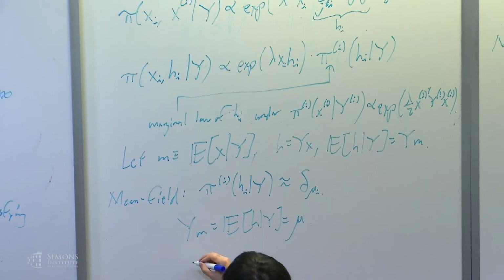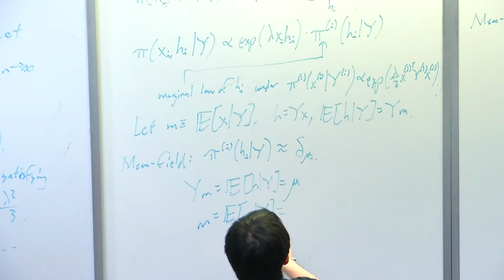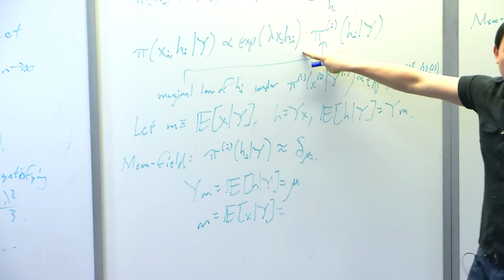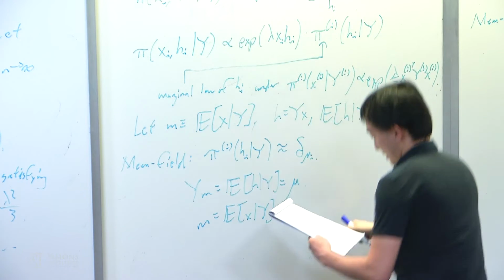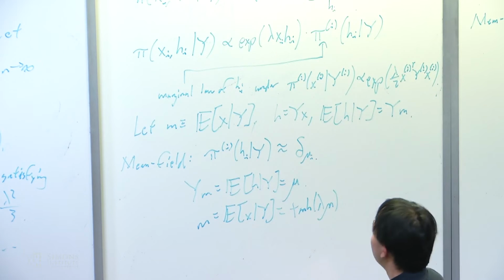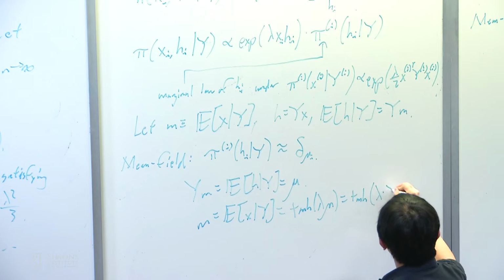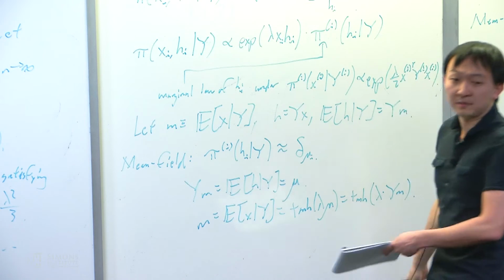And what I get from this first equation is that m is the expectation of x given y. I can compute what is the expectation of x given y in this model when h is equal to mu. And I get that this is the hyperbolic tangent of lambda mu. If I plug in mu from up here, I get the hyperbolic tangent of lambda times ym. And this is exactly the mean field equation.